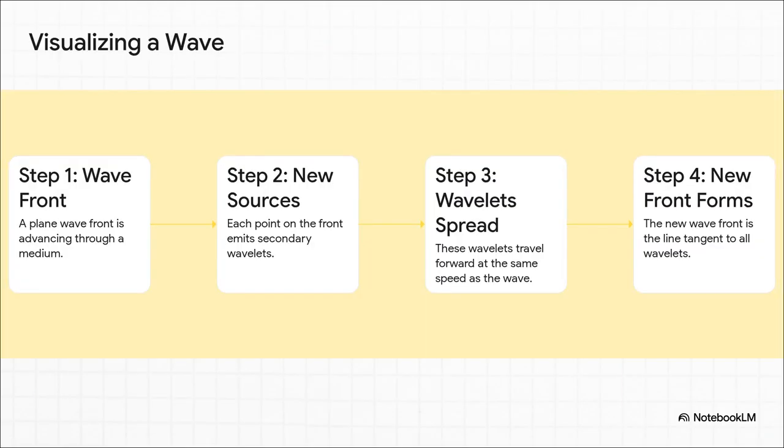To really get this, just picture a wave front moving forward. Now, imagine every single point along that front suddenly sprouts its own tiny little wave. We call these secondary wavelets. The next wavefront is just the line you get by drawing a tangent to all of those little wavelets. That's it. That's how we can visualize a wave moving forward.